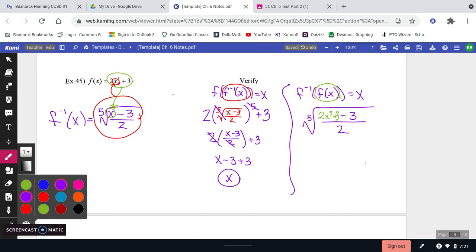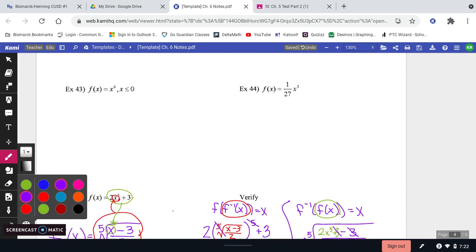And now we can simplify. So in the numerator, you got 2x to the fifth plus 3 minus 3. So those are going to cancel. So you now have the fifth root of 2x to the fifth over 2. My 2's reduce. And then the fifth root of x to the fifth. And again, that simplifies to x. Okay, so there we have verified that yes, indeed, that equation is the inverse.